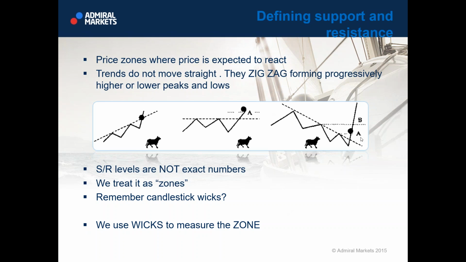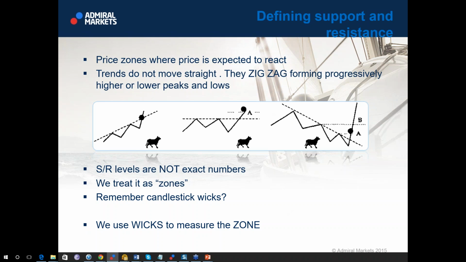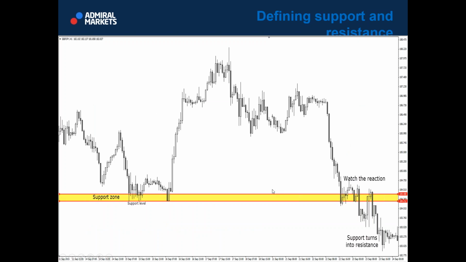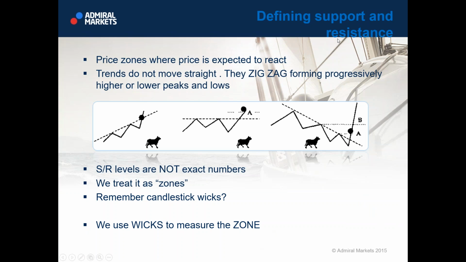Now, support and resistance are not exact numbers. We treat it as zones. Remember our candlestick wicks? Remember, that is your first class, candlesticks and wicks. We use wicks to measure the zone. Okay? So we use the wicks to measure the zone. This is very important because a lot of traders think that support and resistance is a specific level.